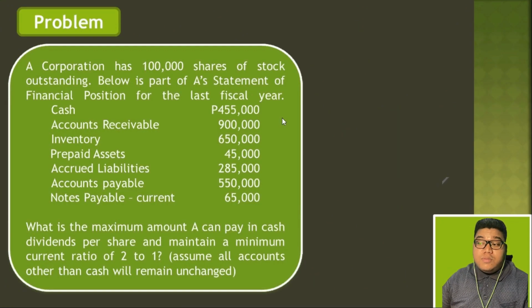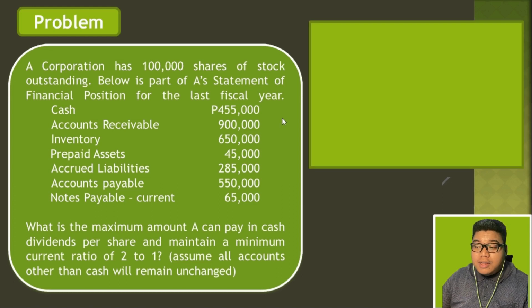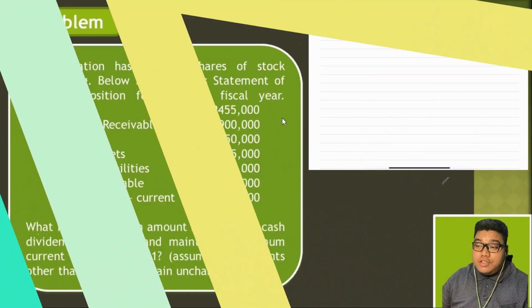A corporation has 100,000 shares of stock outstanding. Below is part of A's statement of financial position for the last fiscal year. What is the maximum amount A can pay in cash dividends per share and maintain a minimum current ratio of 2:1? Assume all accounts other than cash will remain unchanged.